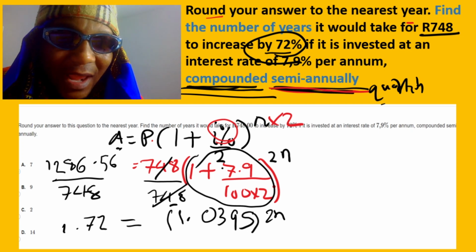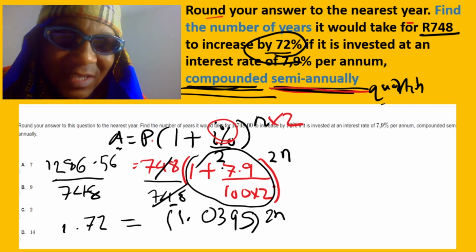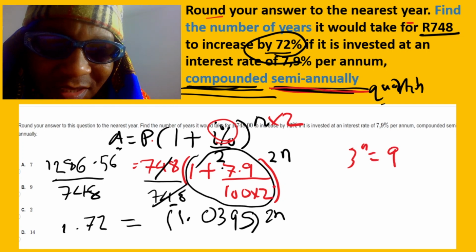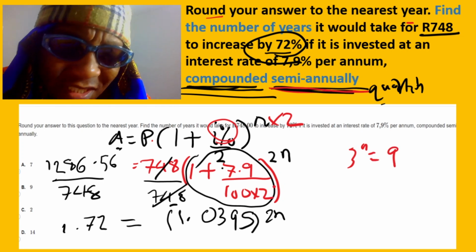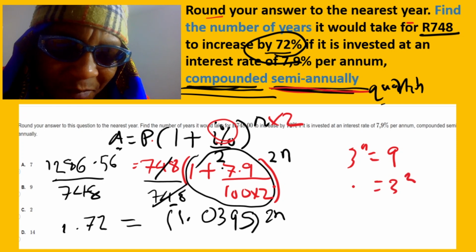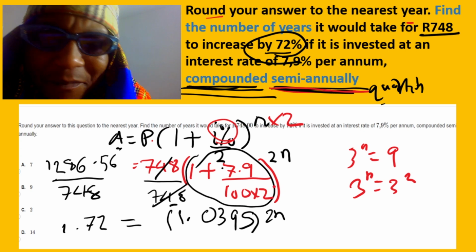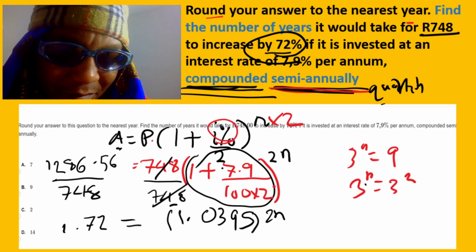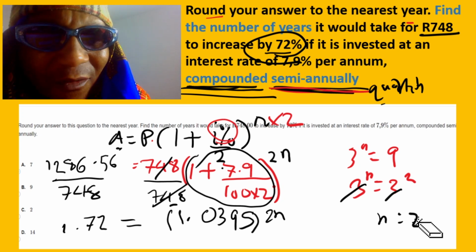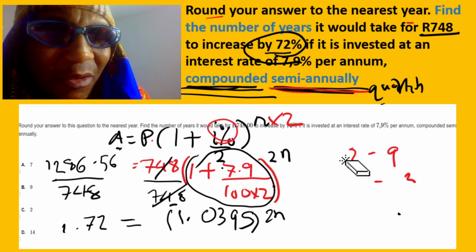Now note, this is very important. We're looking for the value of n. If somebody gives, let's say, 3 power n equals 9, this is very easy. You know why? Because 9 means 3 squared, and this is 3 power n. If the bases are the same, the powers must be the same. So n equals 2. But they're not going to give it like that all the time. This is how they're going to give it to you sometimes.